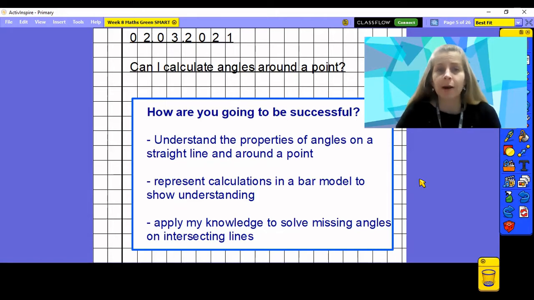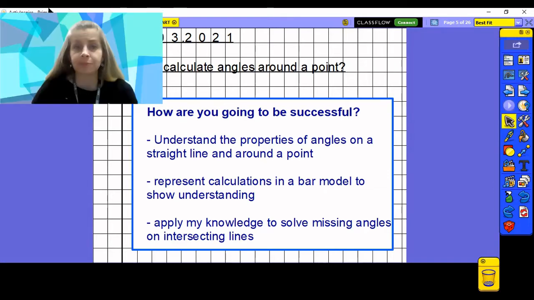Now, yesterday we talked about angles on a straight line and how many degrees that made, but today we're going to be talking about angles around a point. So we need to know some of the properties of angles around a point. We need to be able to show our understanding of how to calculate missing angles on intersecting lines and use a bar model to represent the calculation. So when you're ready, we'll get started.